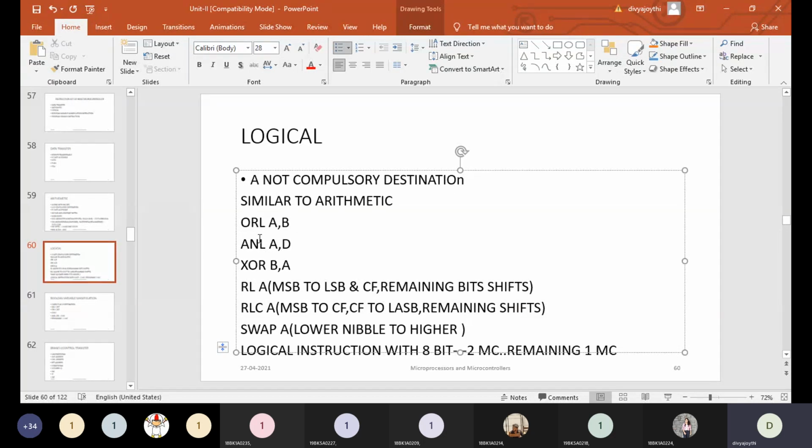See here in the examples I have mentioned. See this particular example. Here I have written ANL A, B. So in this case, B is the source and A is the destination.